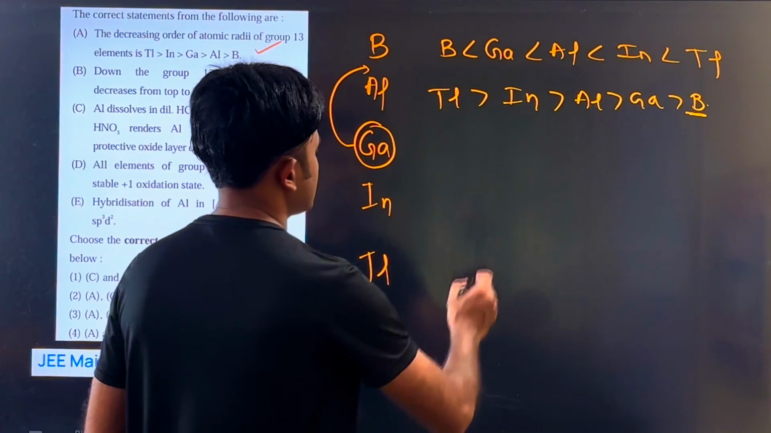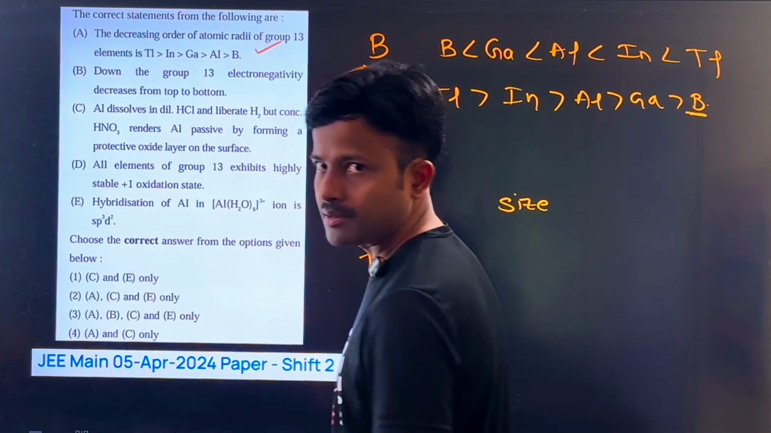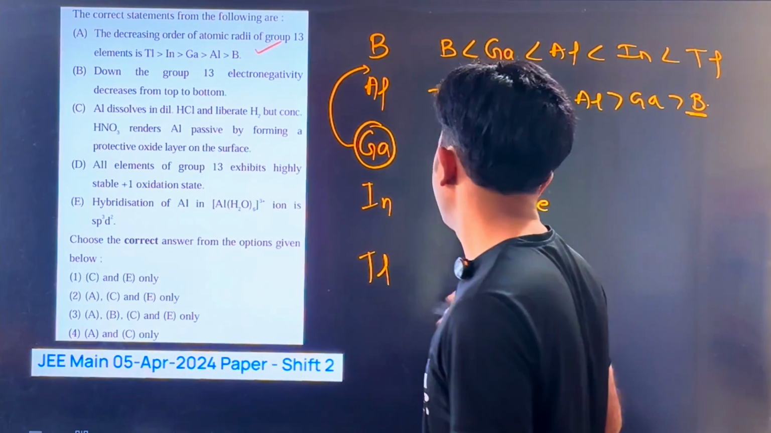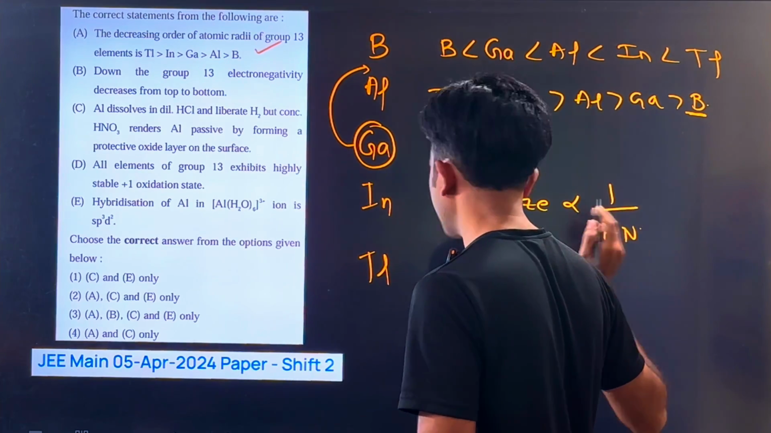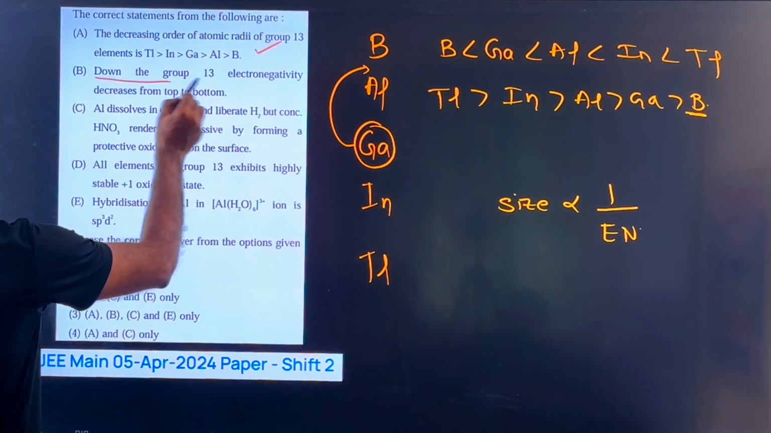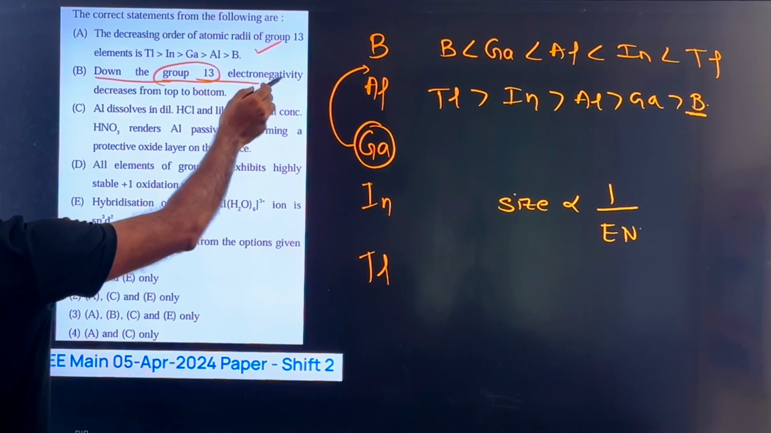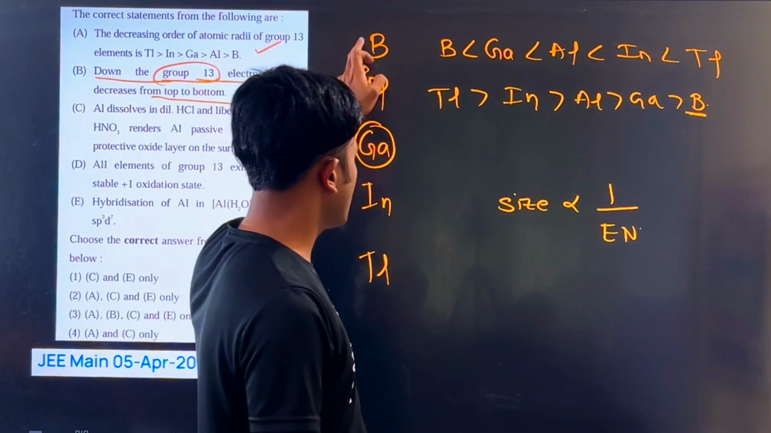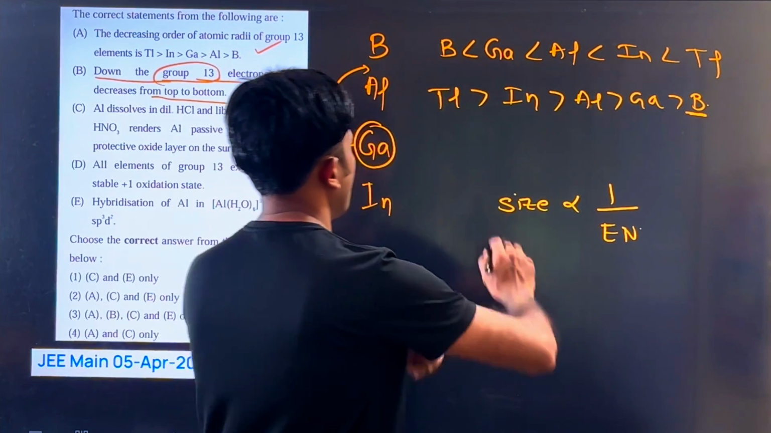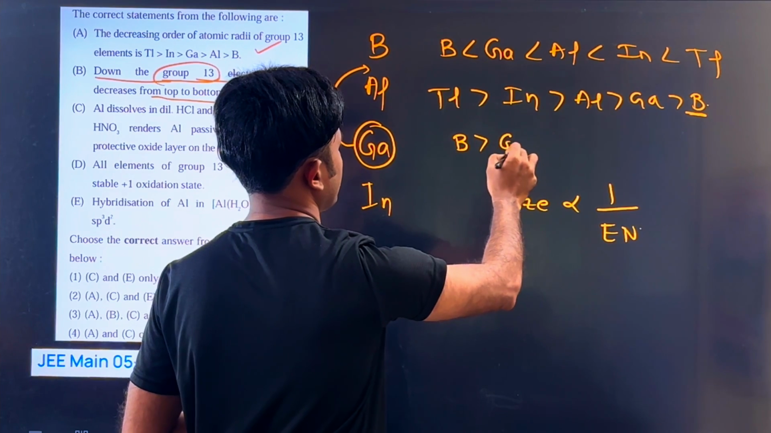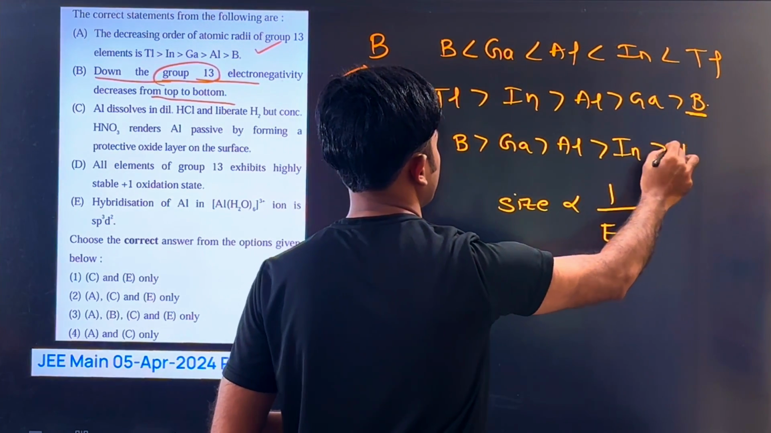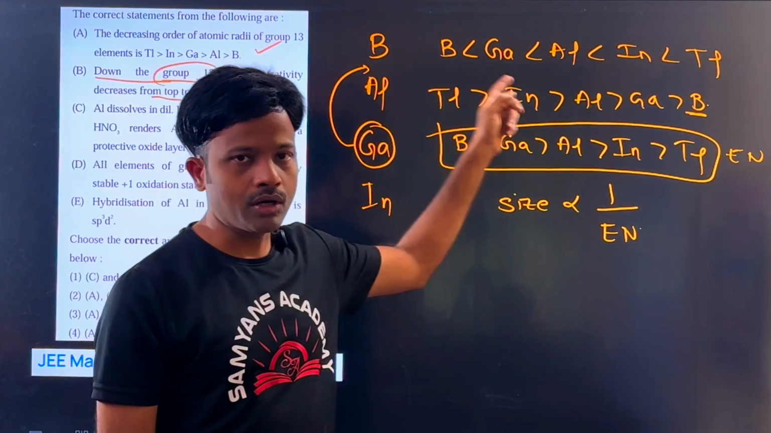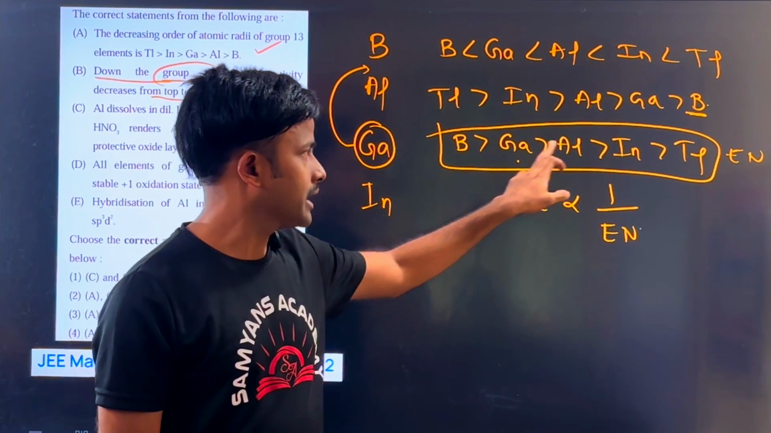Why? Because is size inversely proportional or directly proportional? Electronegativity means the atom which has lesser size has more electronegativity value. Atomic size is inversely proportional to electronegativity values. But here it is given that down group 13, boron, aluminium, gallium, indium, electronegativity decreases from top to bottom. Electronegativity decreases, but not in the order boron, aluminium, gallium, indium. Boron has more electronegativity than gallium, next aluminium will come, then indium, then thallium. This is the electronegativity order of group 13 elements, not exactly boron to aluminium, aluminium to gallium. After boron, gallium will come, next aluminium, indium, then thallium.